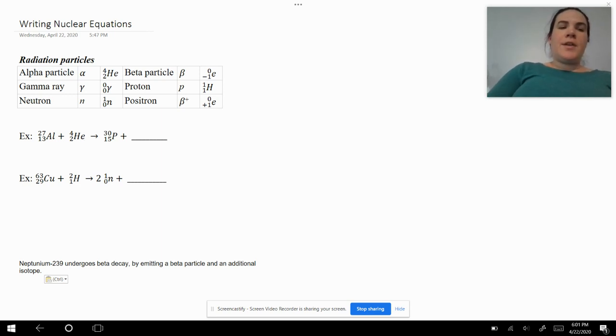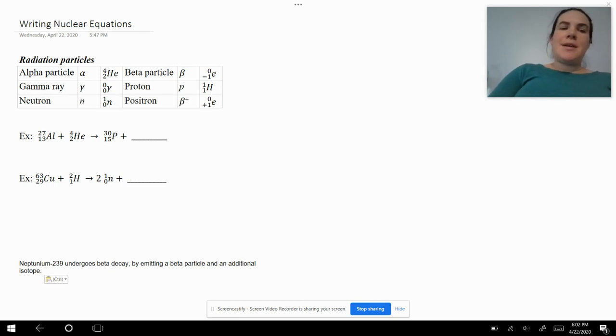So for this, you'll want to be able to look at a periodic table. The key to all of these is that the bottom numbers, which are the atomic numbers, and the top numbers are going to add up to the same amount on the left side and the right side of the equation. Sometimes they're radiation particles, so you want to check this chart first. If it's not from this chart, then you go by the bottom number, which is the atomic number, and look at the periodic table, and that'll tell you what it is.